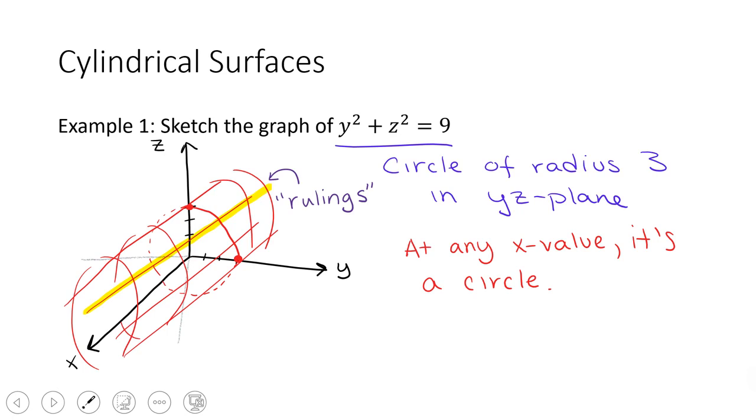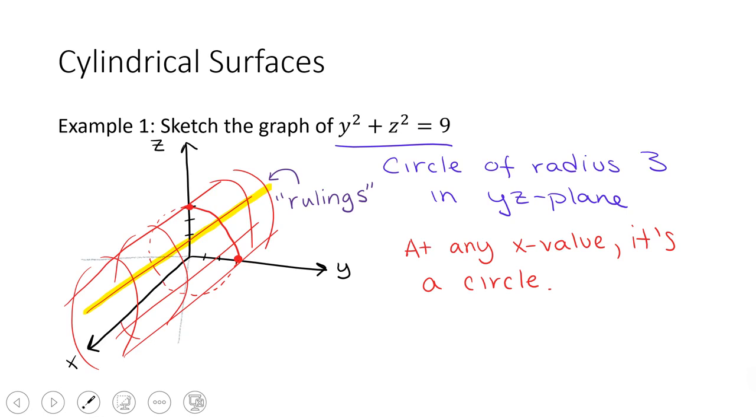A little bit of vocabulary. When I drew my graph, to help us see what we're looking at, I put these lines that parallel the x-axis, and those are known as rulings. Rulings are parallel to the axis that it runs along, and they give you a view of what you're looking at. So that's a common way to sketch the graph of one of these cylindrical surfaces.